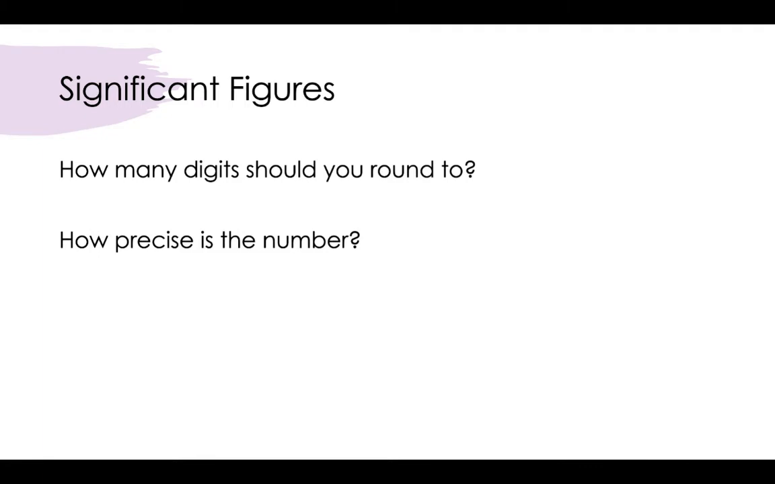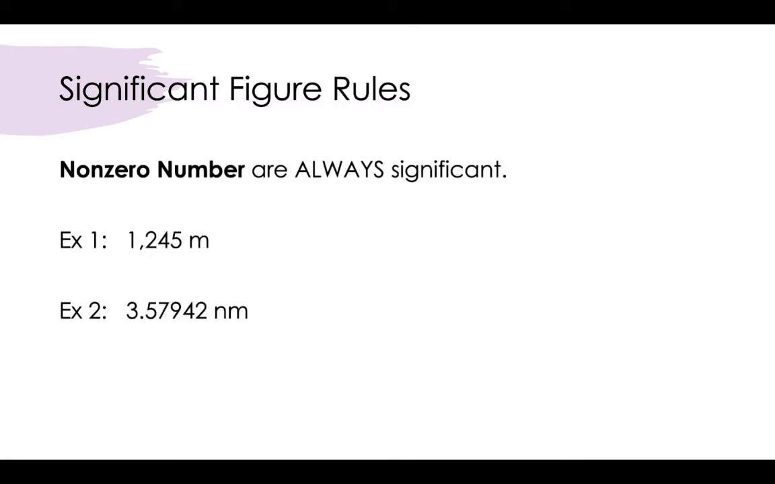So when we start doing calculations, you'll need to figure out what to round your answer to. And so when you have measurements, the question is, how many digits should you round to, and how precise is your number? And so there are a few rules you need to know. The first rule is that non-zero numbers are always significant. So you can see in example 1, I have 1,245 meters. That would mean I have 4 numbers that are non-zero. So I have 4 significant figures.